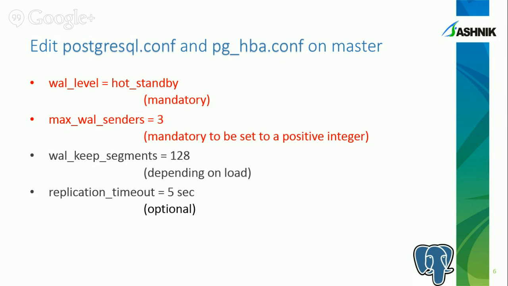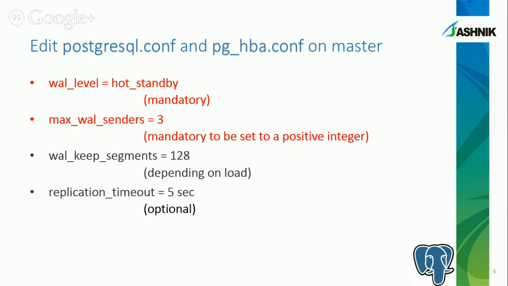Max wal senders. Now this parameter has been introduced in 9.0 along with the streaming replication concept. This parameter decides how many WAL sender processes are running on your master database. These WAL sender processes are necessary, and they are responsible for sending the WAL records across to the standby server. So we have kept this to be 3, but you can ideally keep it to be any positive integer.